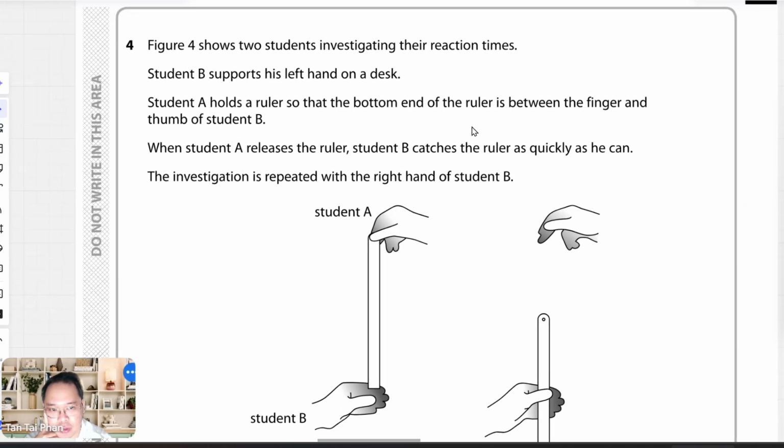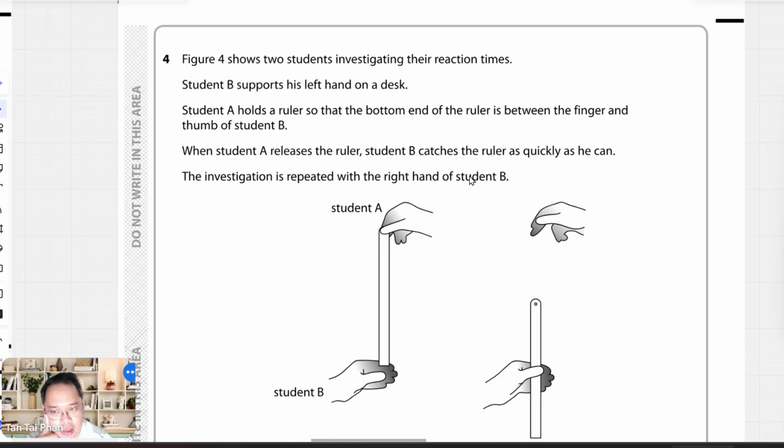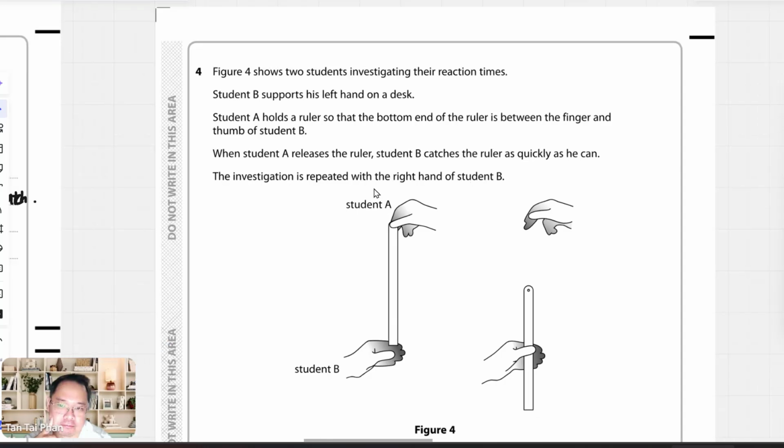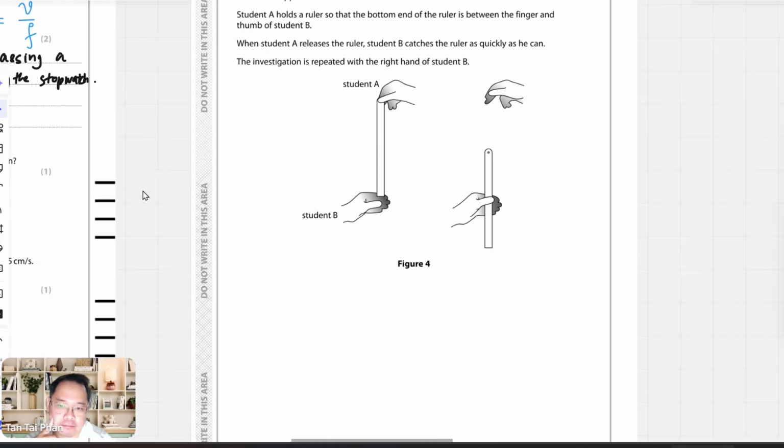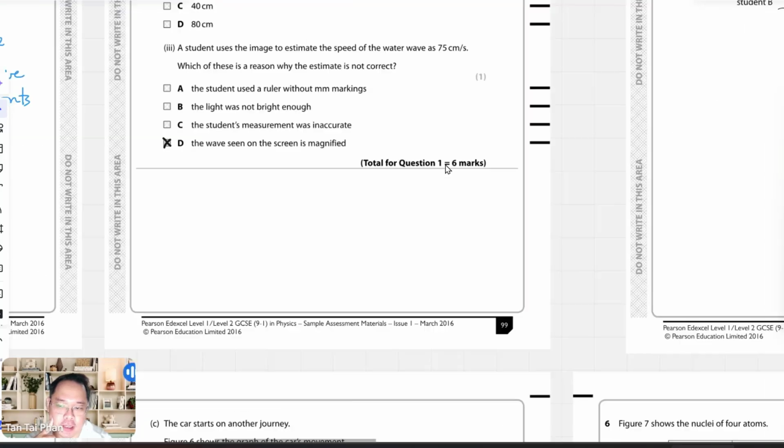The bottom of the ruler is between the finger and the thumb. When it's at A, release the ruler. Somebody catches the ruler quickly; you can investigate, replay with the right hand, caught by the left hand. I think the left hand is the hand under, the hand that is catching the ruler. Exactly.